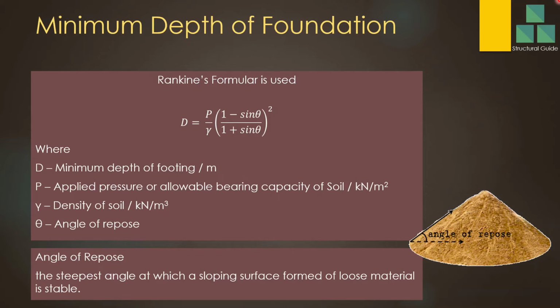Its definition is the steepest angle at which a sloping surface formed from a loosened material is stable. When you place loose material on the ground or any place, it gets stable at a certain steepest slope. For example, when you pour sand from the top, it creates a cone-like shape. The steepest angle that sand creates is its angle of repose. So if you have these parameters, we can calculate the minimum depth of foundation from the Rankine formula.